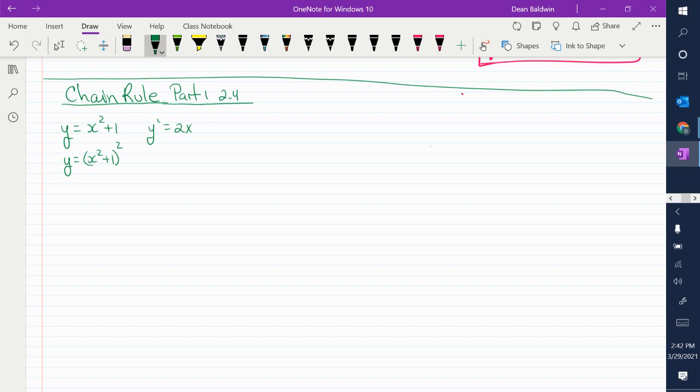How would you do that? You could write them both separately, like this, right? We're just using the rules we know right now. You use product rule, or you could multiply them together and get x to the 4 plus 2x squared plus 1, and then differentiate that. Those are the only ways you know how to do it right now. So your y prime would be 4x cubed plus 4x.